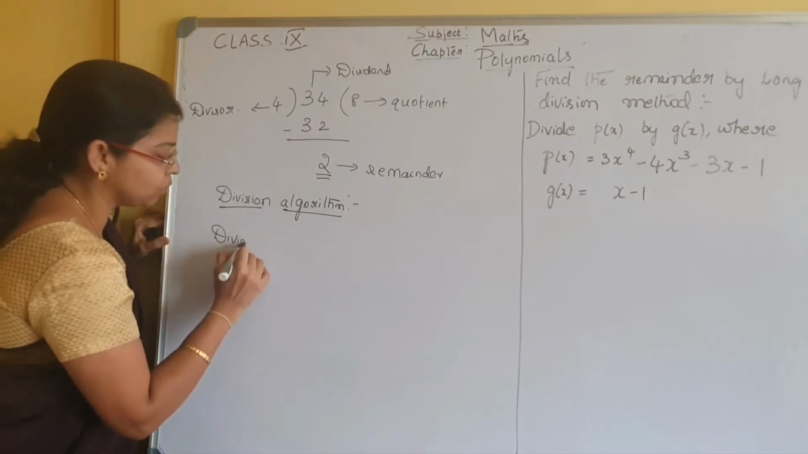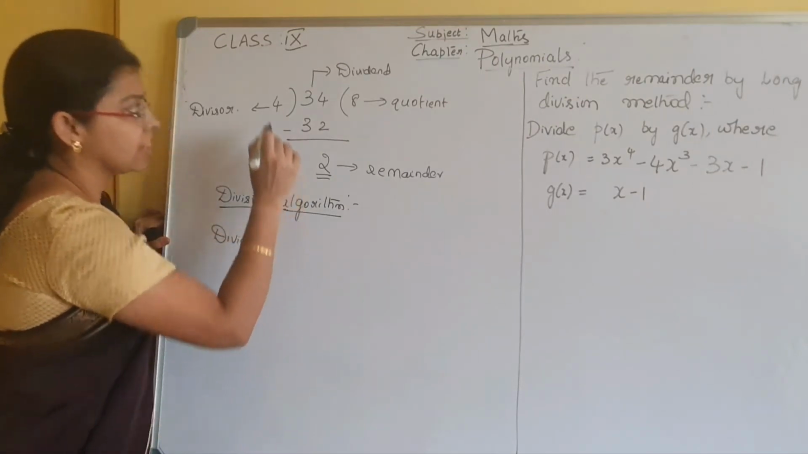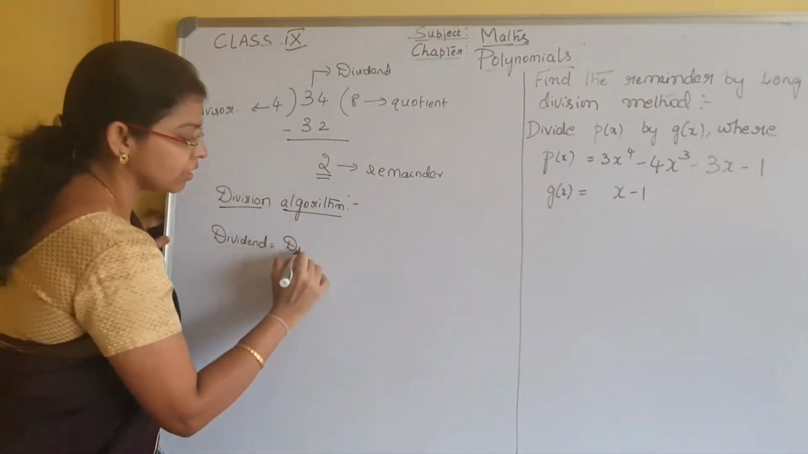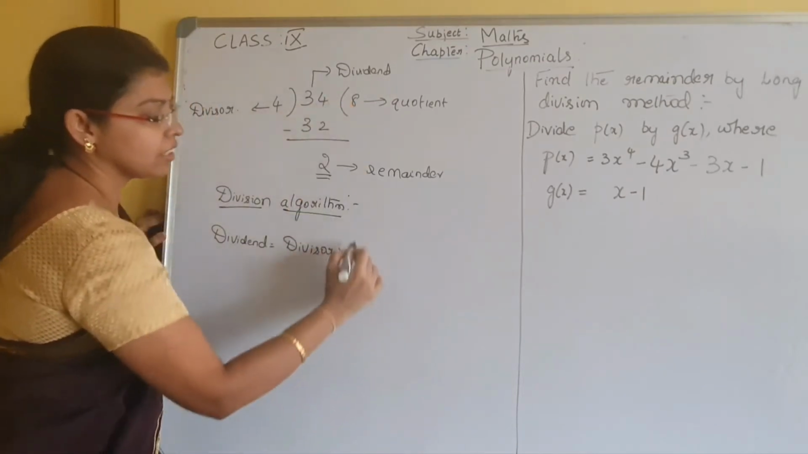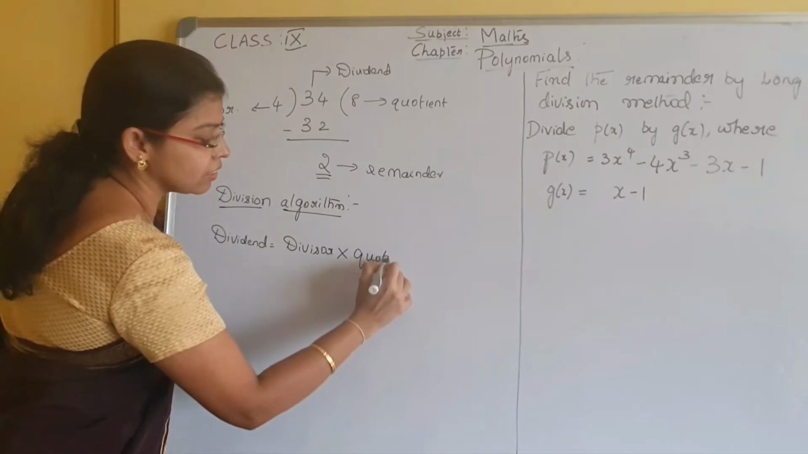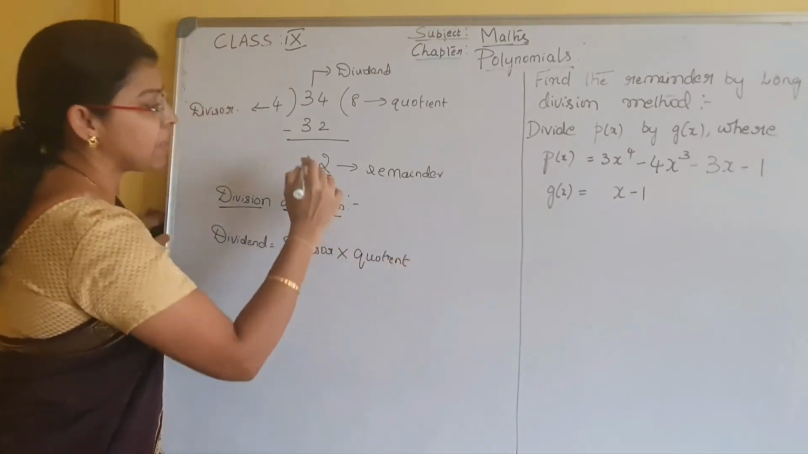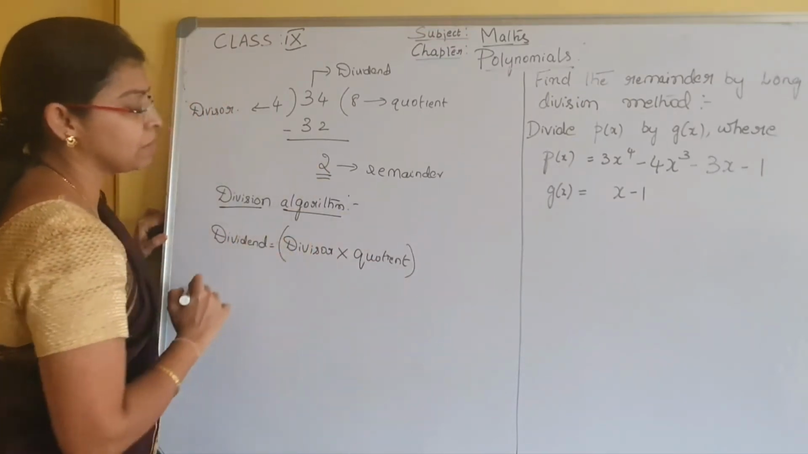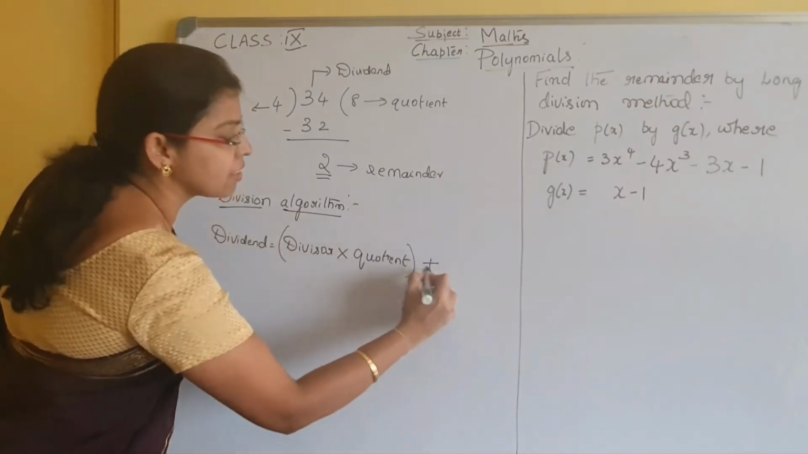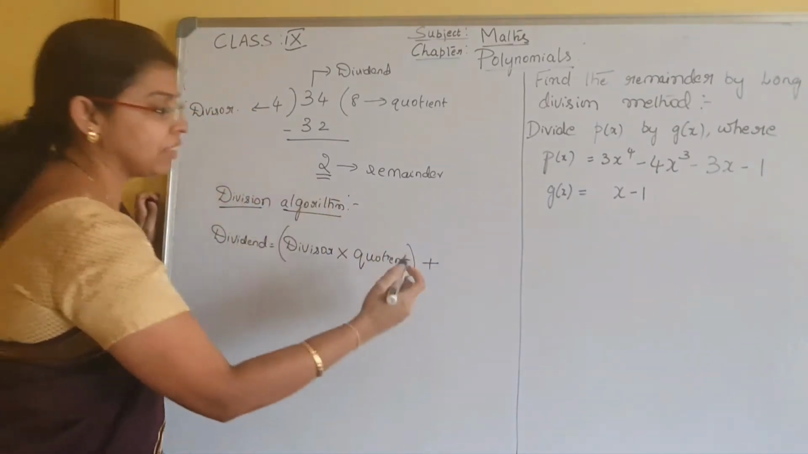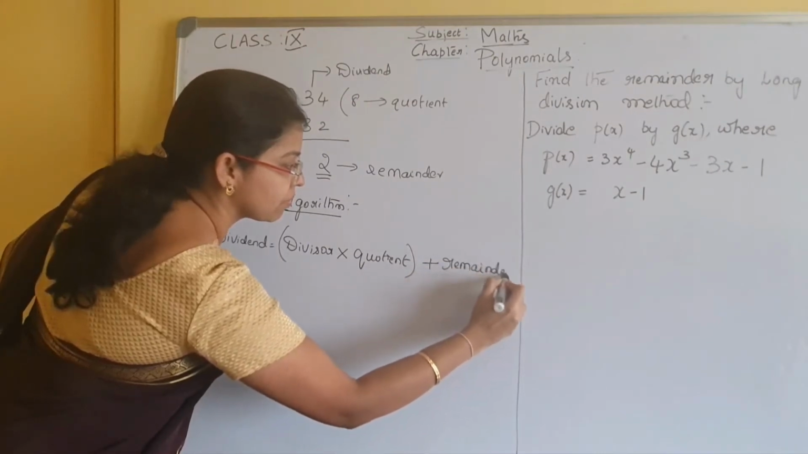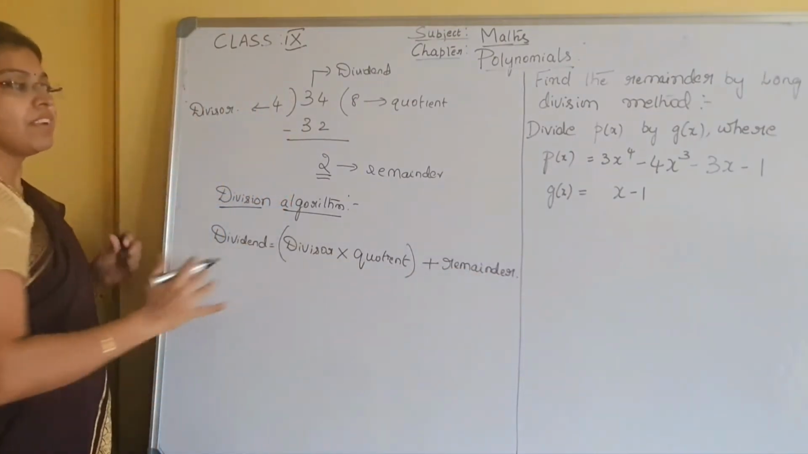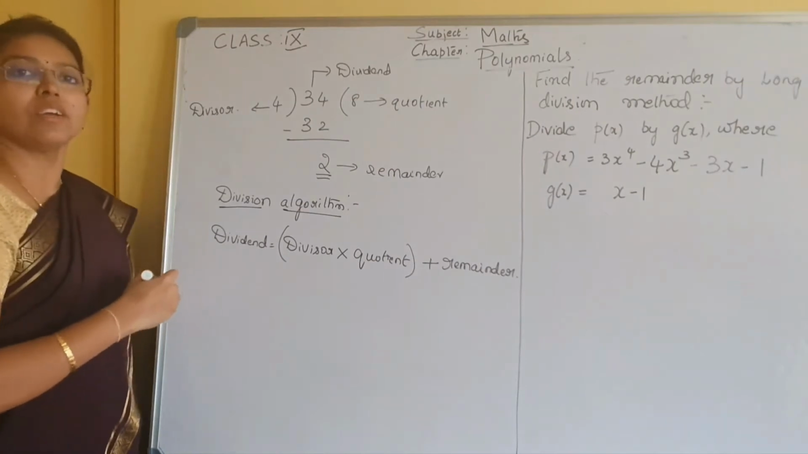Dividend is equal to divisor into quotient, let it be within the brackets, plus what do we add? We add the remainder. So this is very simple and this is called as division algorithm.